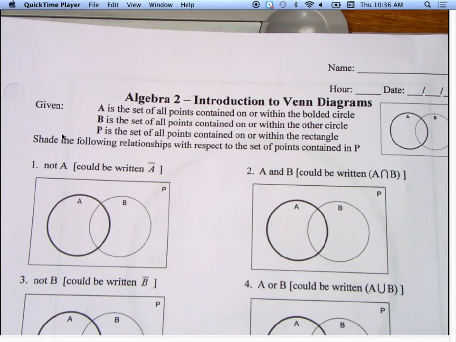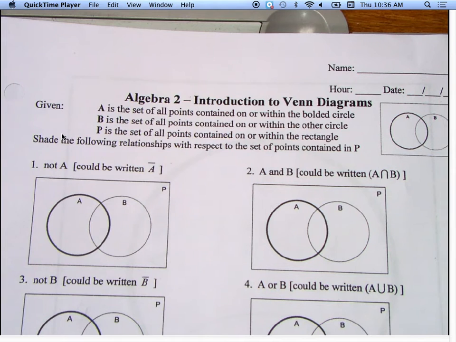Okay. So, we're given that A is the set of all points contained in the bold circle. B is the set of all points contained on or within the other circle. P is the set of all points contained on or within the rectangle. We're going to shade the following relationships with respect to sets of points contained in P.